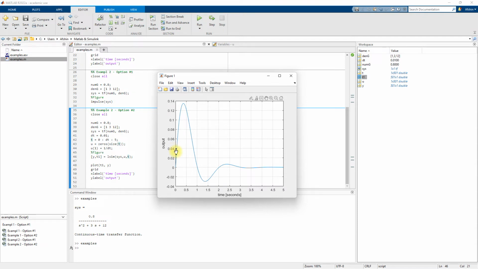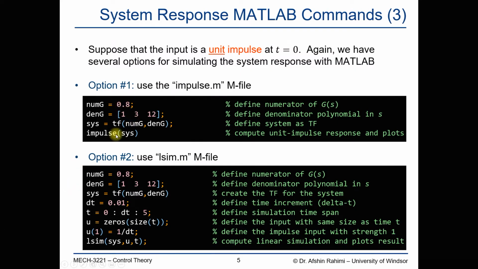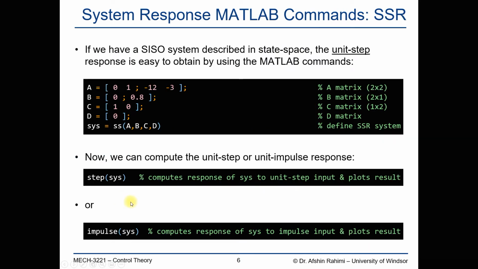So again, to get the unit impulse input to a system behavior, we can use both the impulse function and the lsim function. So this is option 1, and this is option 2. Now those examples we looked at dealt with transfer functions. What if instead of transfer functions, we have a state space system model? So here we're going to look at this system creation with the state space representation.